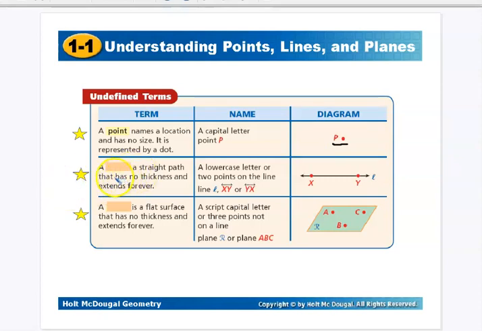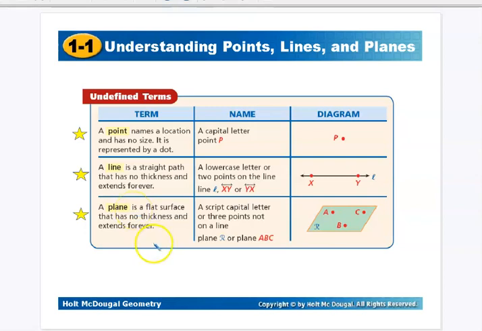The second one, a line is a straight path. It has no thickness, but it does go on forever. In this case, we will label lines either with a lowercase letter or with 2 points that exist on the line. Okay, either of those conventions will work. You'll notice here these 2 points do exist on the line, and it can be labeled as XY, YX, or L. Okay, let's go on to the next one.